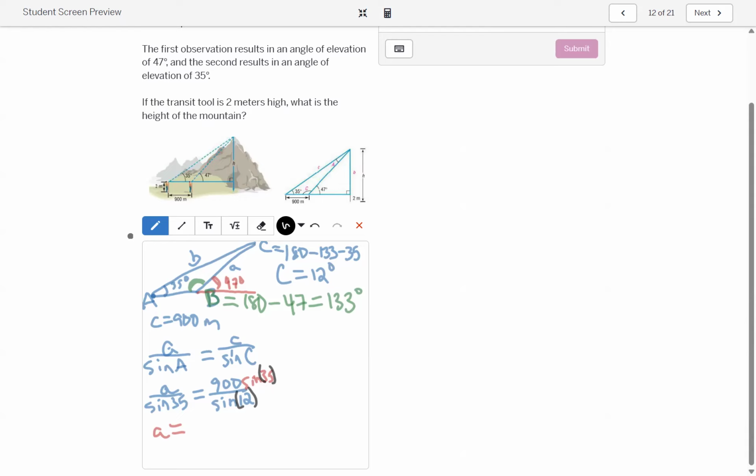All right, so 900 sine 35 close, divided by sine 12 close. And it's a big number: 2,482.875. Now that is not the height. That is just side A.